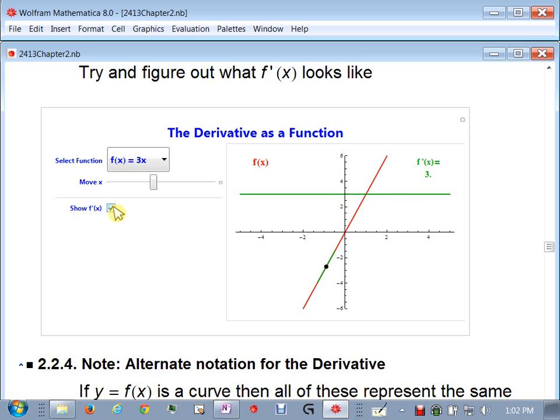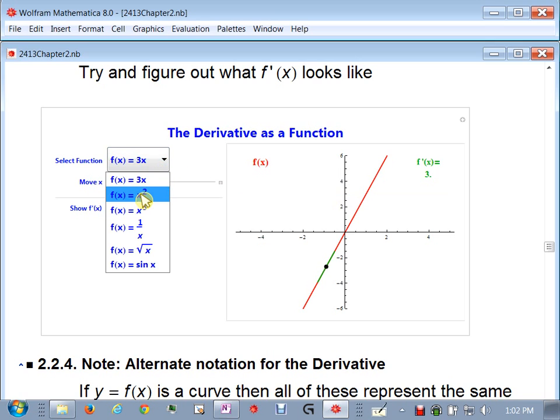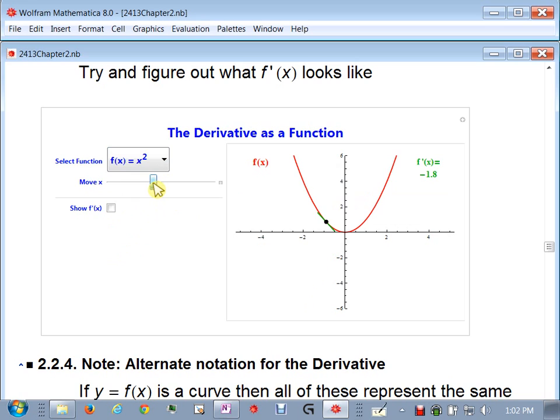If I change this function to something like a quadratic function, and I move this thing around, then look at the slope. Over here, the slope is like 4.6. Over here, the slope is 1.8. Right here at the origin, looks like the slope would be about 0, right? And then over here, my slopes would be negative.